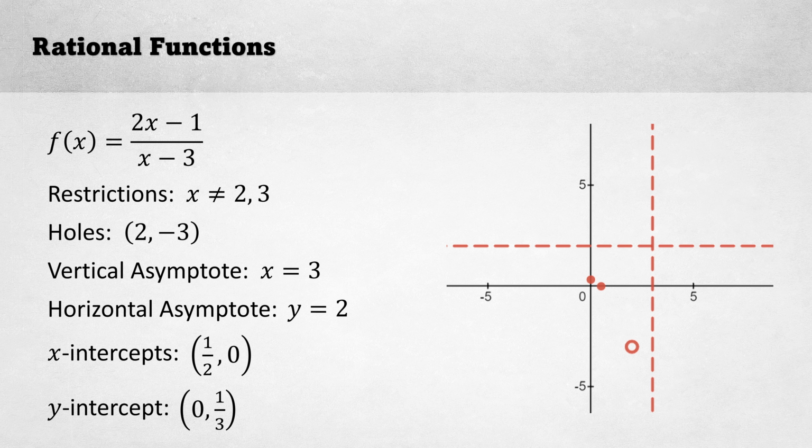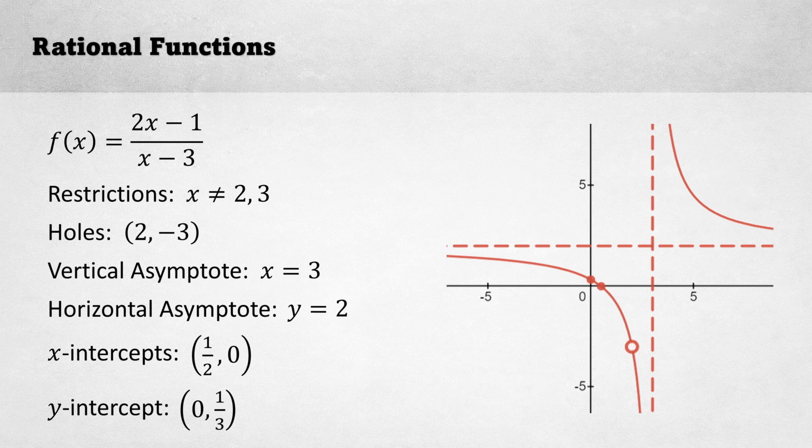Note that since the graph must go through the x and y intercepts and get to the hole, there is a curve on the lower left corner. However, since we don't have x-intercepts on the right side of the vertical asymptote, the graph may not be on the lower right corner, so the graph must be in the upper right corner. This is how we draw the graph of a rational function.